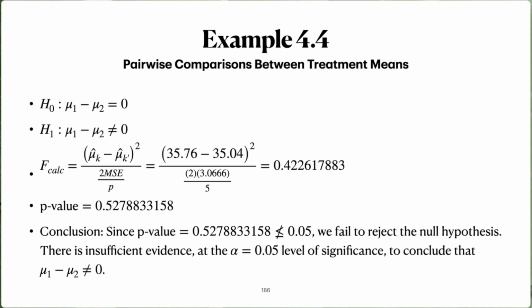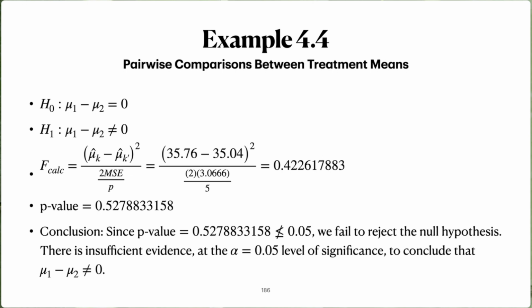And so the first pairwise comparison compares treatment means 1 and 2, and it does that through their difference. And so the null hypothesis is that the difference between mu1 and mu2 is equal to 0, against the alternative hypothesis that the difference is not equal to 0. Because this is a two-tailed test, I'm going to go ahead and utilize the F statistic just because the rejection criteria is a little bit easier to use.